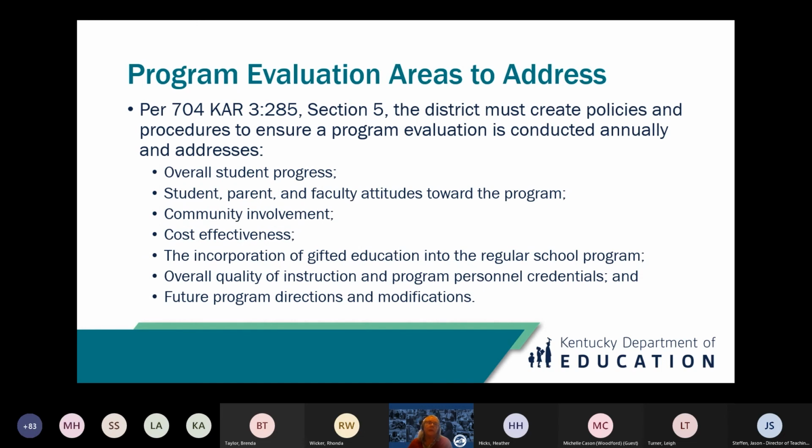So per 704 KAR 3:285, Section 5, the district must create policies and procedures to ensure a program evaluation is conducted annually and addresses the following items: overall student progress, student, parent, and faculty attitudes towards the program, community involvement, cost effectiveness, the incorporation of gifted education into the regular school program, overall quality of instruction and program personnel credentials, and future program directions and modifications. So let's go over these because sometimes people are unsure of what they should be collecting or what these different items are.